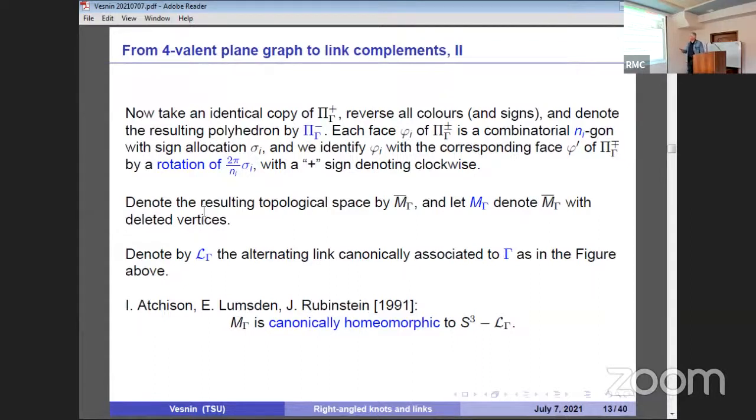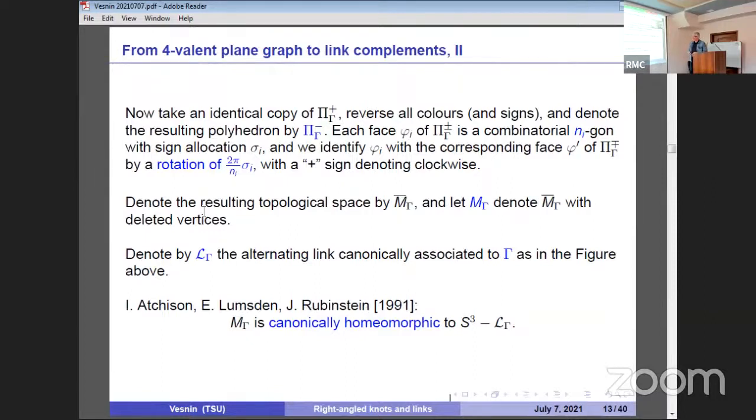And the rule is gluing. The gluing rule is the following: we consider some face of the first polyhedron, and we glue it with the similar face of the second polyhedron, but during the gluing we use some rotation. If you just identify faces by the identity transformation, we obtain again the sphere. But we use some rotation in the face, and if you have a face with n_i edges, we use such a rotation where sigma_i is plus or minus, so it defines the direction of rotation, clockwise or counterclockwise. So we obtain a topological space, first denoted by M_gamma bar.